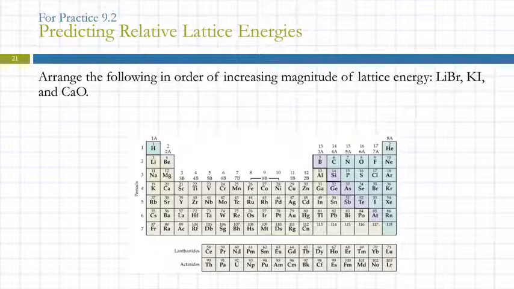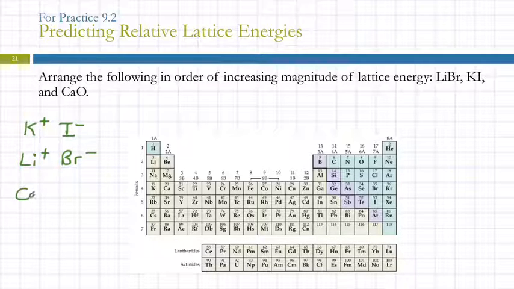Okay, let's just do these. So we're supposed to take lithium bromide, potassium iodide, and calcium oxide and arrange them in order of increasing magnitude of lattice energy. So we want the one with the lowest lattice energy, the smallest, to the biggest lattice energy. So we have to think about size and charge. Well, let's look at charge. Here I've got potassium is a +1 and iodide is a -1. And there's lithium is a +1 and bromide is a -1. And then we have our little friend calcium oxide here, +2 and -2.